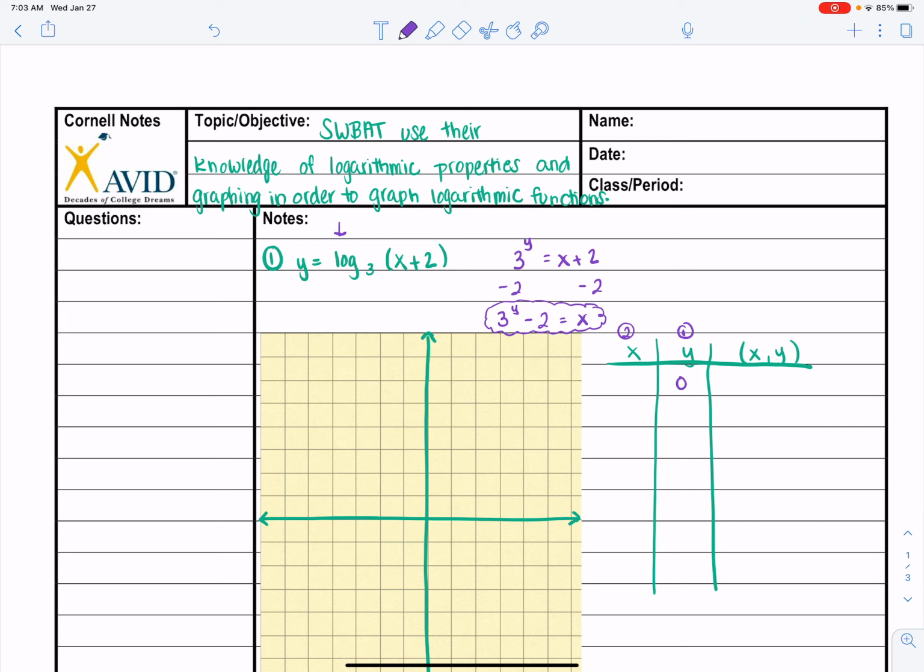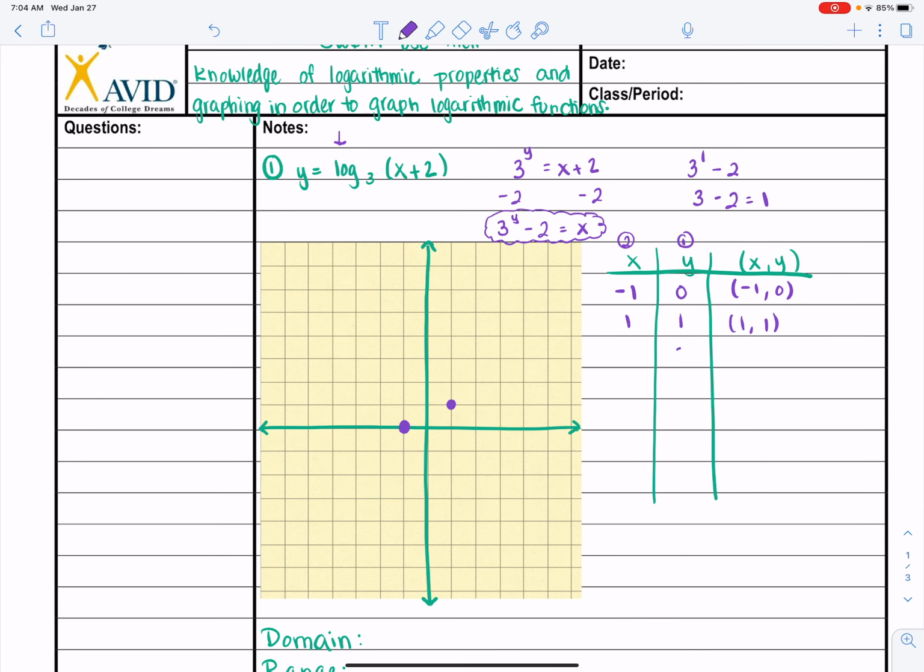So if I have 3 to the 0 power minus 2. Well, 3 to the 0 power is 1, because anything to 0 is 1. Minus 2 is negative 1. Okay? So that is the ordered pair negative 1, 0. Okay, then let's pick y is 1. So if y is 1, let me plug it in. 3 to the first power minus 2. 3 to the first is 3. Minus 2 is positive 1. So 1, 1.